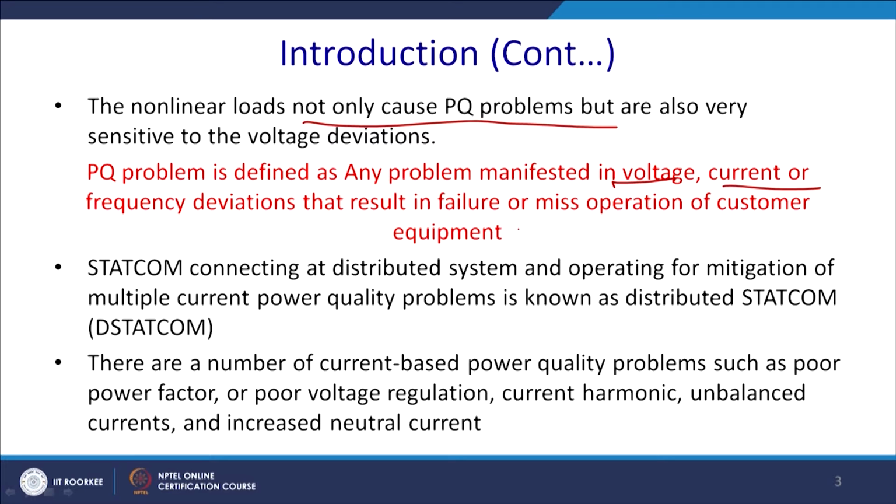STATCOM, on the contrary, connected at the distribution system and operating for the mitigation of multiple current and power quality problems is known as DSTATCOM or distribution STATCOM. It is abbreviated as DSTATCOM. There are a number of current based power quality problems such as poor power factor, poor voltage regulation, current harmonics, unbalanced current and increased neutral current. These are the problems of the poor power factor.